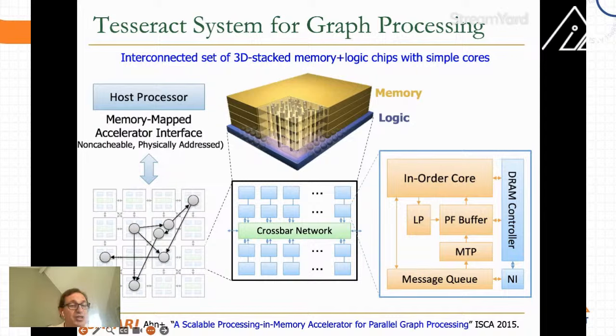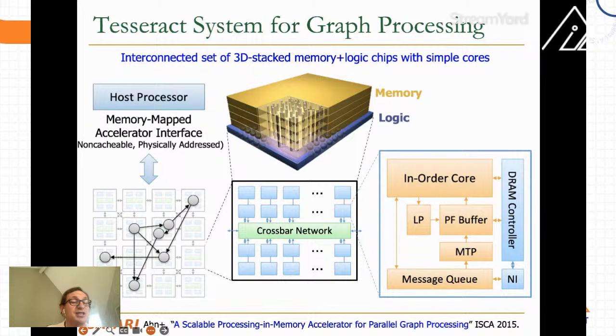We're going to have a distributed system of these cubes, if you will. I'm going to call this a cube, and interconnect them in some way, and attach them to a host processor. The host processor will offload graph computation onto this distributed system, and this distributed system will execute just like a GPU and return the results to the host processor.